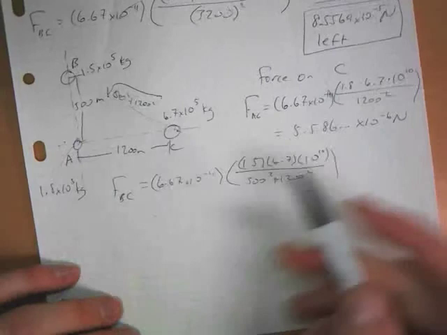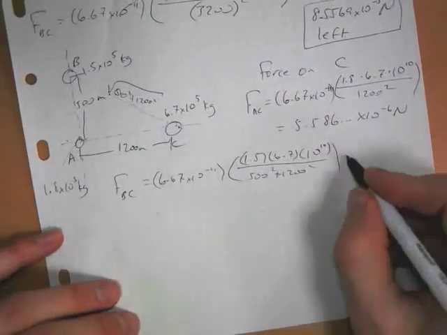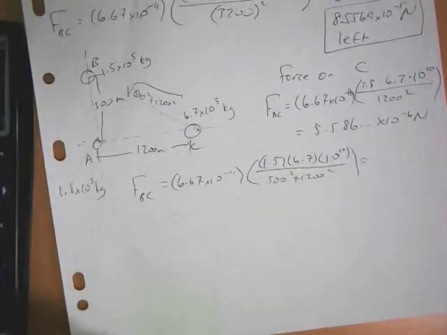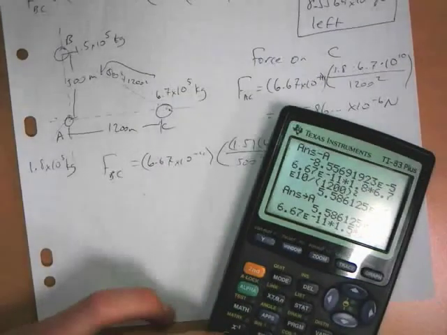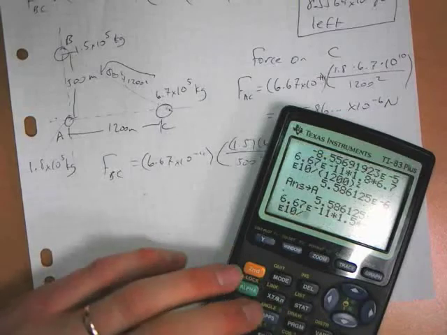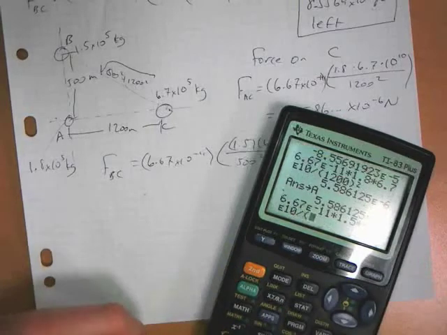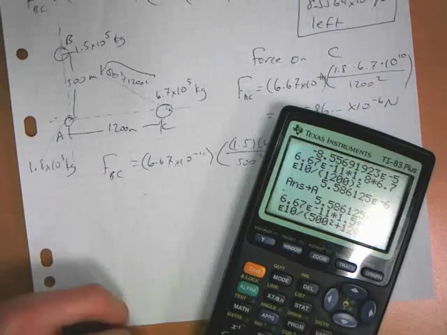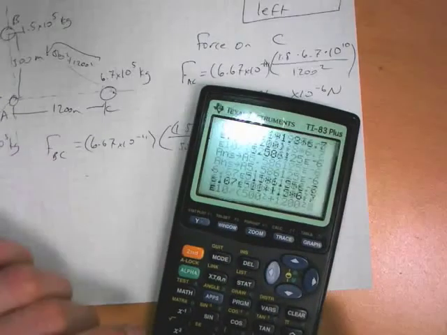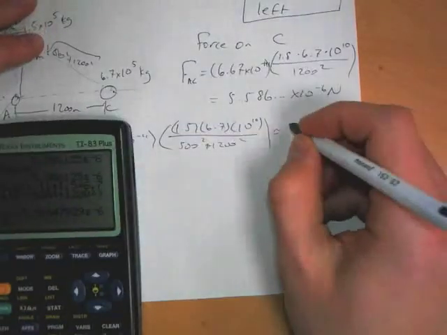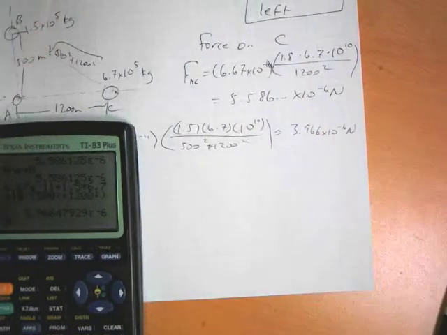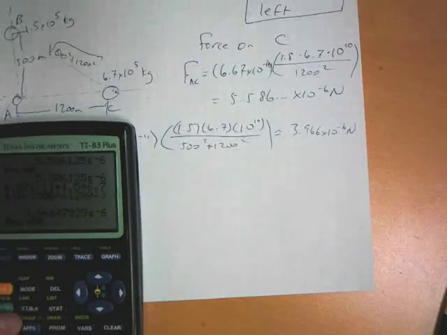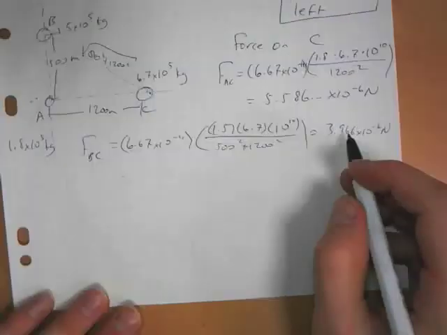And if we want to put this into, well, let's get a number for that. 6.67 e negative 11 times 1.5 times 6.7 e 10 divided by 500 squared plus 1,200 squared. And we get 3.966 times 10 to the minus 6 newtons, and I'll store that as B. But FBC we need to break into components.